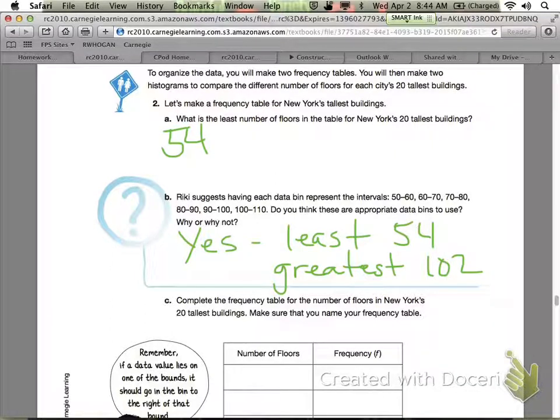After putting those numbers in numerical order, hopefully it was a little easier to answer letter A and letter B. The least number of floors in the table for New York's 20 tallest buildings was 54 for letter A. And for letter B, it says Ricky suggests having each data bin represent the intervals 50 to 60, 60 to 70, 70 to 80, 80 to 90, 90 to 100, and 100 to 110. Do you think these are appropriate? Based off of the numbers that we have, yes it is. The least data value is 54, and the greatest is 102.